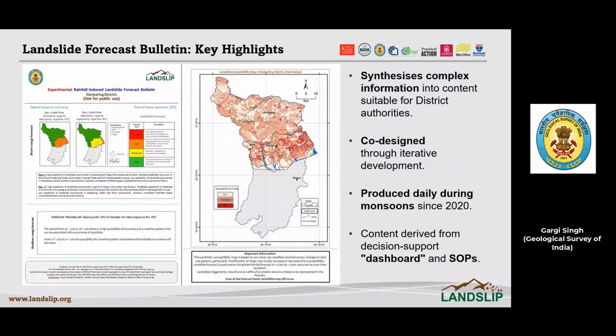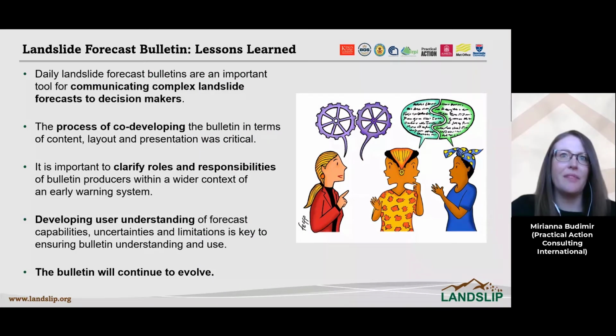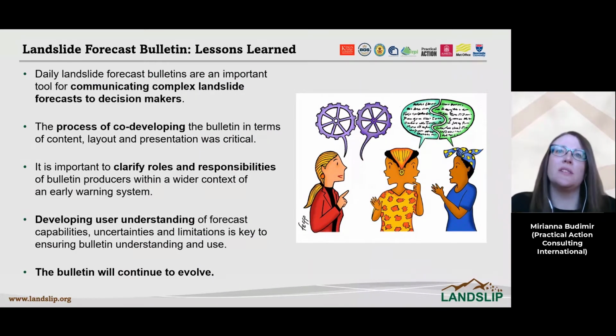Now I hand over to Mariana to talk more about the lessons we have learned. Thank you, Gargi. The daily landslide forecast bulletins, we found, are an important tool for communicating the complex landslide forecasts to decision makers. We found the process of co-developing the bulletins in terms of the content, the layout and the presentation was really critical. The process brought together experts in different data streams alongside those with knowledge of risk communication and decision support. Co-producing the bulletin with those users who receive it helped to ensure a user-friendly and useful product.